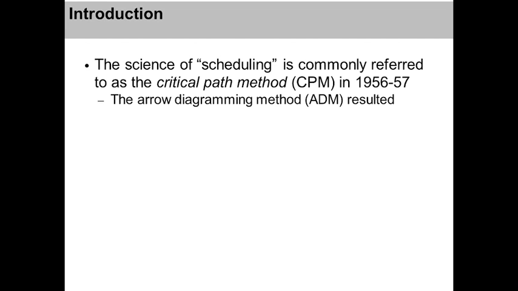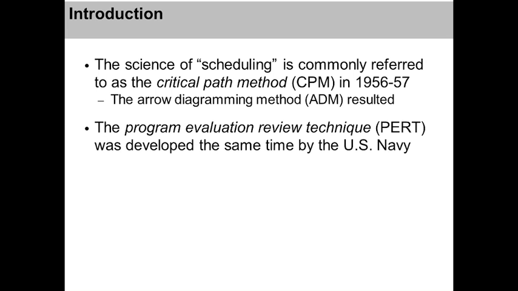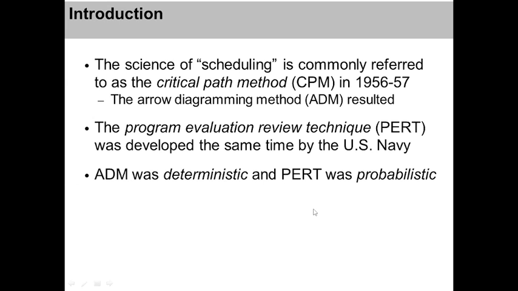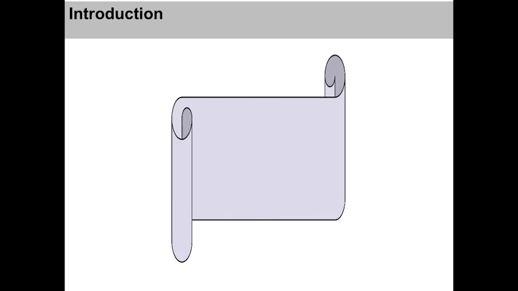So, if we come to scheduling, the science of scheduling is commonly referred to as the critical path method in 1956 and 57. The arrow diagram method was very common at that time. Mostly construction projects and civil engineering projects are being presented by the critical path method. The Program Evaluation and Review Technique was then developed at the same time by the US Navy. The arrow diagram method was deterministic, but PERT was a probabilistic method.